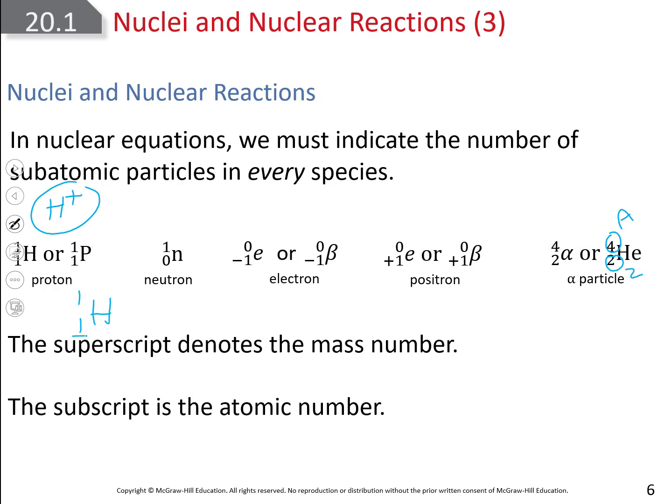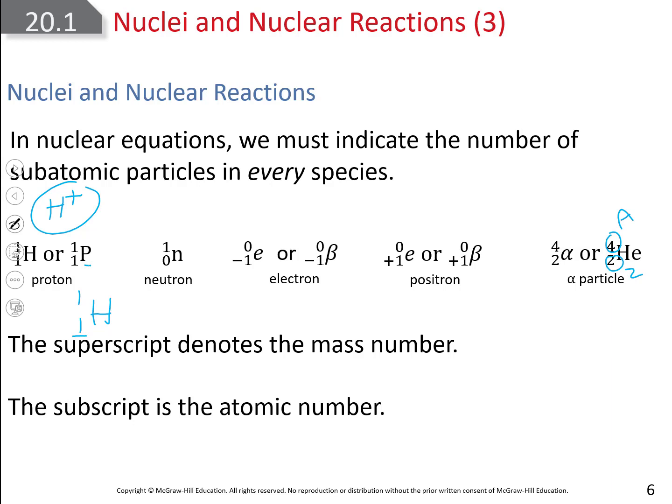So when we say proton, we often give the isotope symbol for hydrogen, but we're not including the electrons. This is just going to be the proton. Or we may put a P for proton, so you'll see it written both ways, both with the H and with the P for proton.